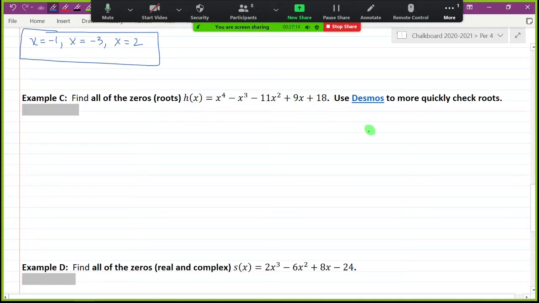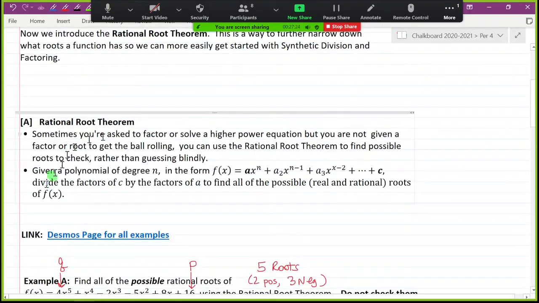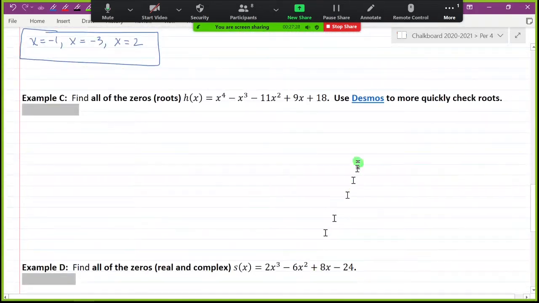If you have access, you all have a laptop, so you can go to the Desmos website. If you click on this lesson plan here, I've put a link here and actually put one up here. It says Desmos page for all examples. I've already typed in the functions for you. So if you click on this, you go to Desmos and it will have the functions there already, or type the functions in yourself. It's not that hard.